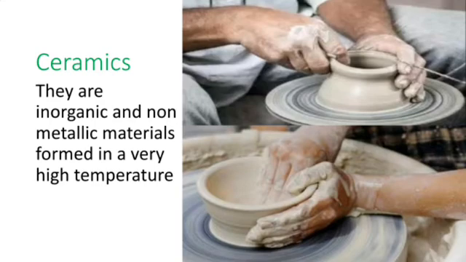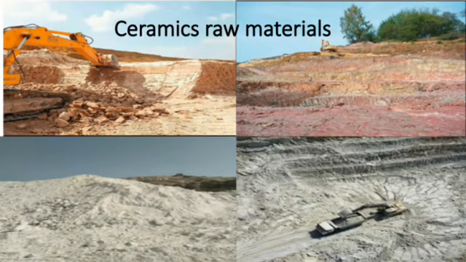Now the ceramics are inorganic and non-metallic materials formed at a very high temperature. These are how the ceramics are being formed, just like your clay pot. Now, the raw materials of ceramic.